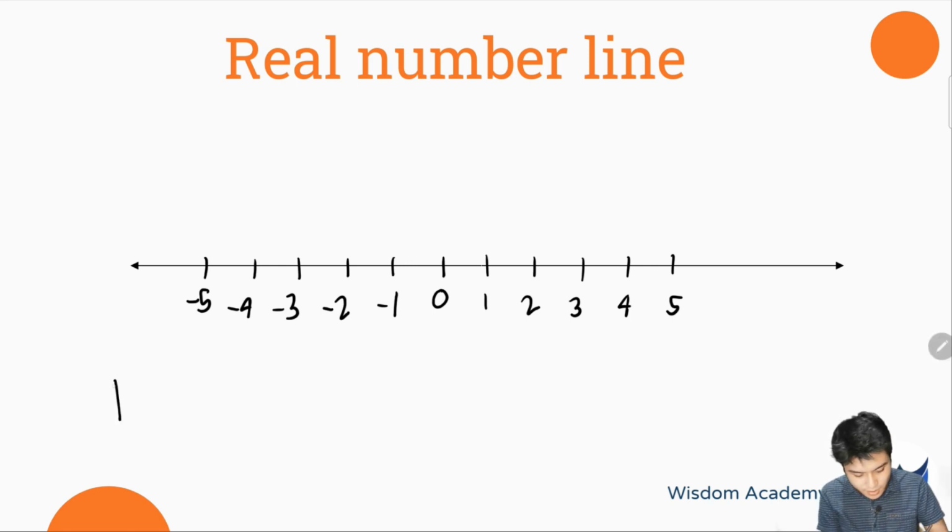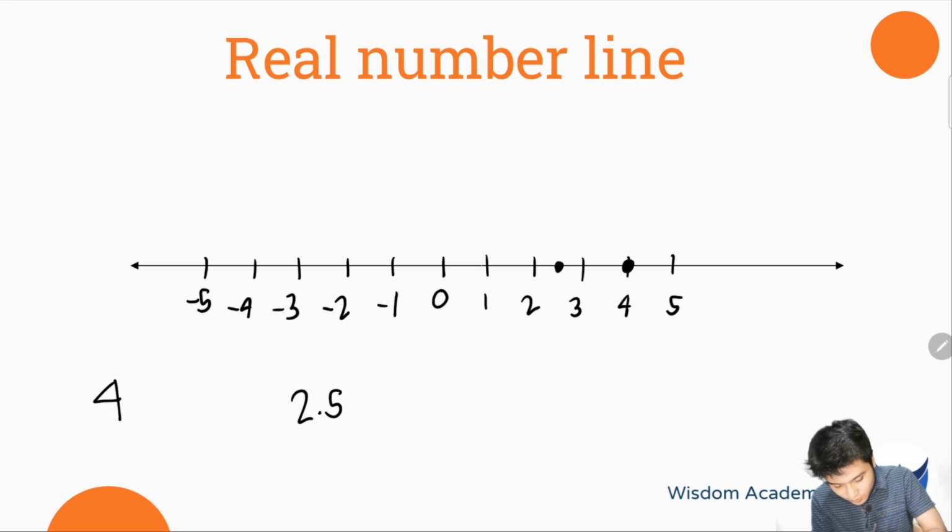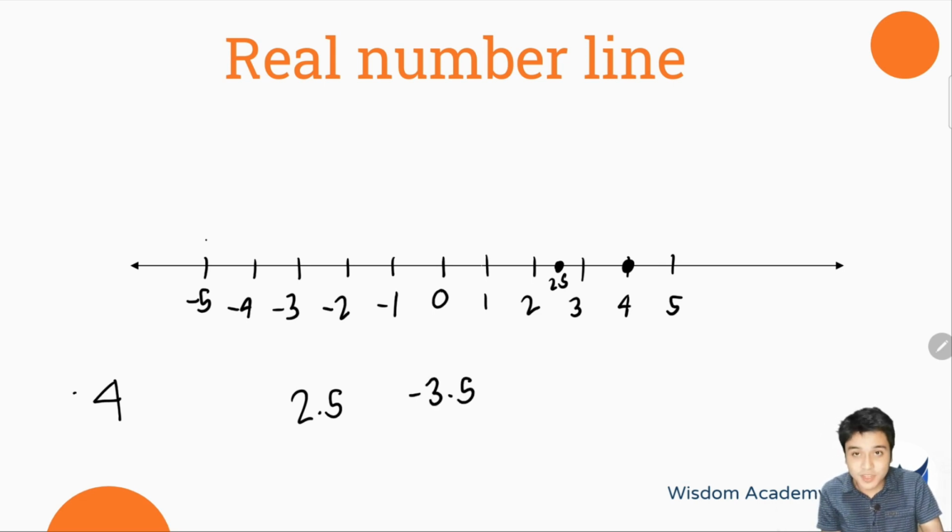So, for example, we have 4. Paano natin lo-locate si 4 sa real number line? Si 4 ay nandito. So, ganun lang. Basically, nalo-locate natin lahat ng numbers sa real number line. Isa pa, 2.5. So, si 2.5 is between 2 and 3, right? So, si 2.5 ay nandito. Si 2.5. So, negative 3.5. So, negative 3.5 ay between negative 3 and negative 4. So, andito yan. Paano naman pag irrational number ang i-locate natin?